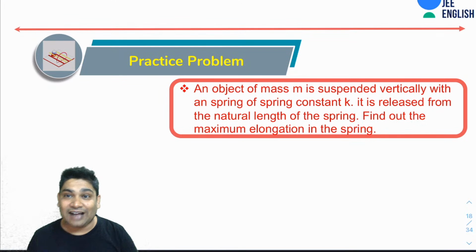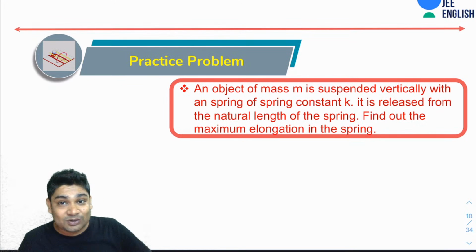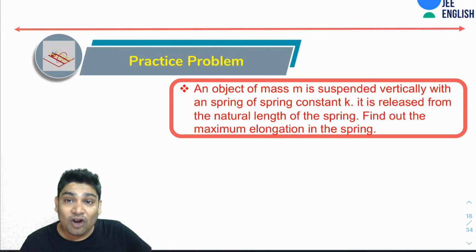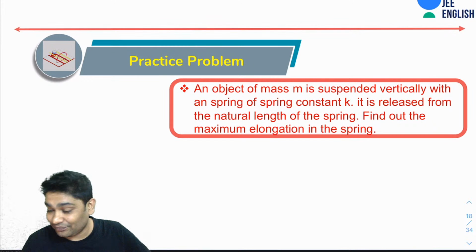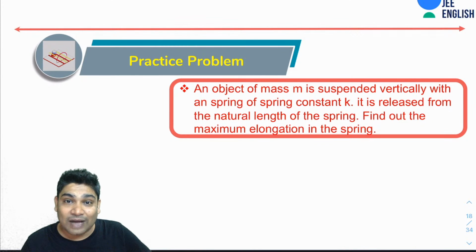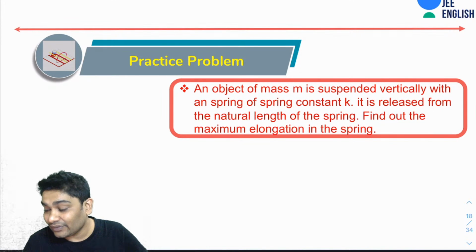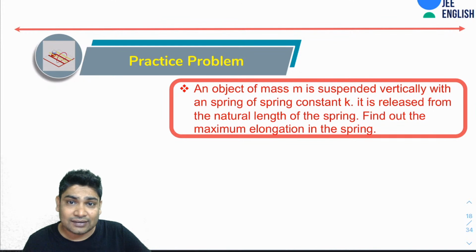So why don't we try one problem? You've been told that an object of mass m is suspended vertically from a spring of spring constant k. It is released from its natural length. Find out the maximum elongation in the spring. Okay, so why don't you guys try this? So please remember, you have to always think about what was the initial condition, what should be the final condition. If you can think about that, then this is easy. The only tough part is doing that. So try this.